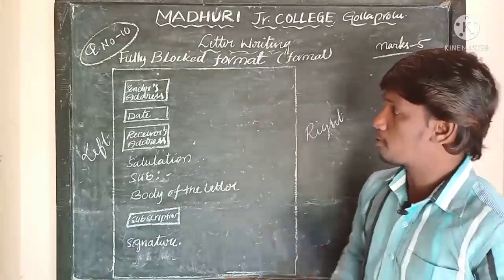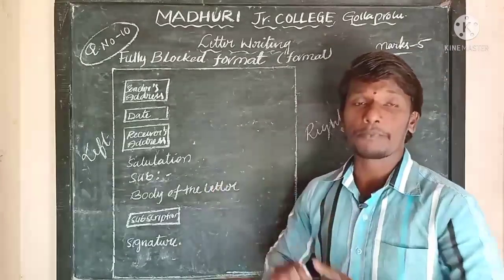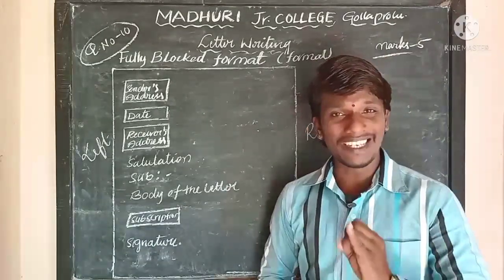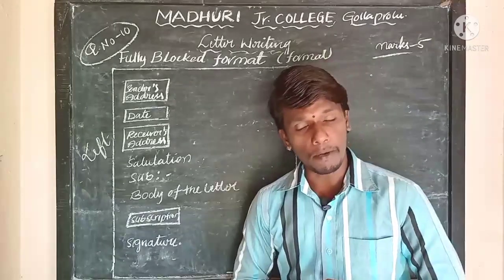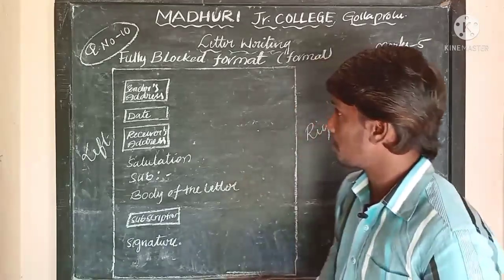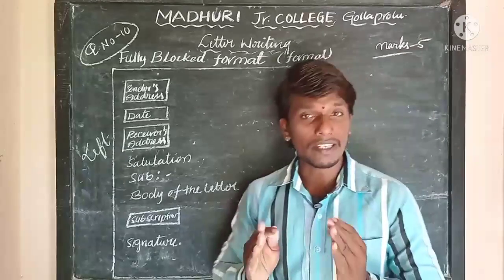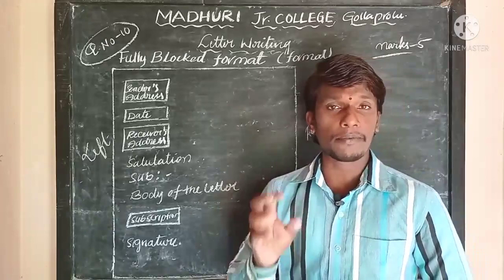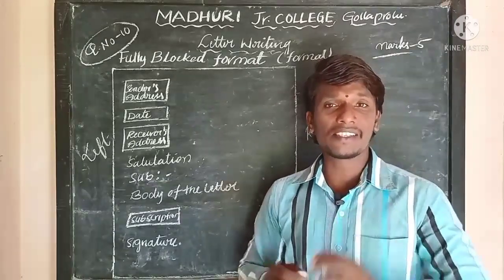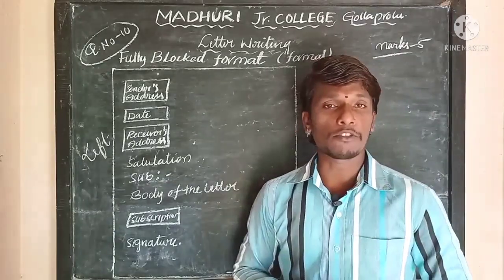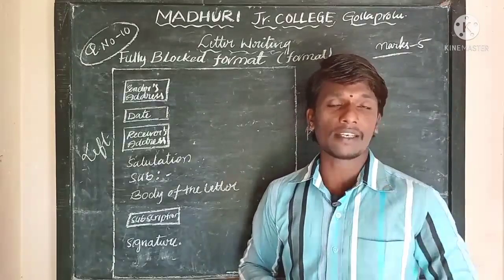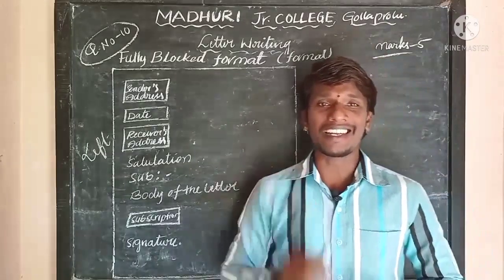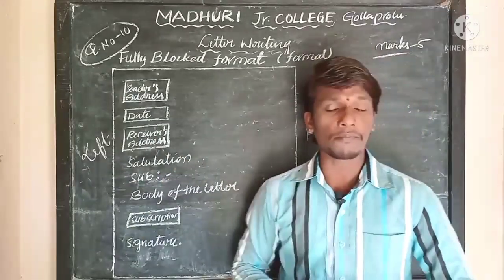So this is all about the types of letters, and these are the formats of letters. We discussed that the first format is the traditional format, the second one is the blocked format, and the third one is the fully blocked format. I hope you understand this class. Now, practice. In intermediate second year, some questions are given, particular letters are given. Please go through all the questions and try to practice writing a letter using all these three formats.